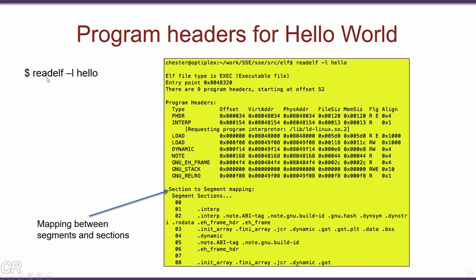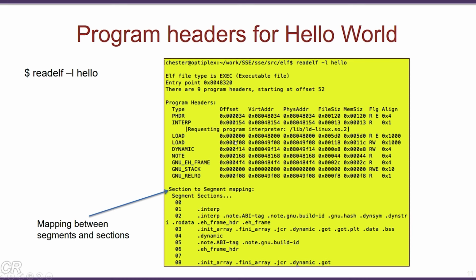So let us take the hello.c file again, create an executable hello, and then read the program header information. The program header information for the hello program can be read like this: readelf with the -l option and then the executable, and you get an output like this. Note that there are 9 program headers. These are the 1 to 9 headers.